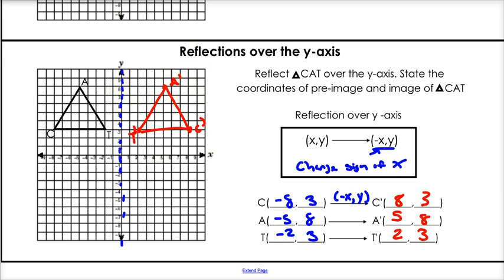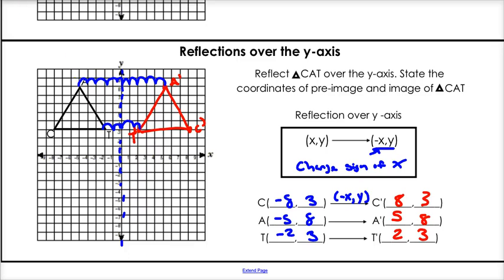And sure enough, this does look like a reflection over the y-axis, right? All the distances are the same. A is 1, 2, 3, 4, 5 away. And A prime is 1, 2, 3, 4, 5. Alright, and if you checked all the distances, you'd see that they're the same on both sides of the line of reflection. Beautifully done.